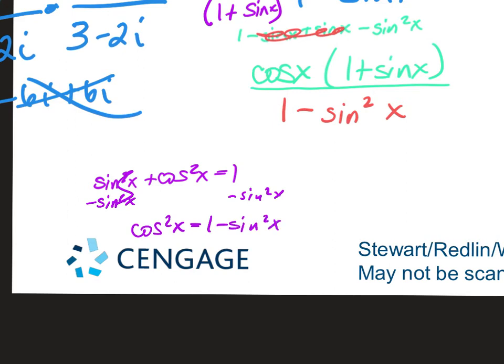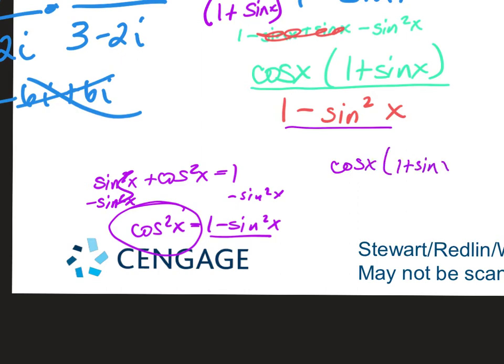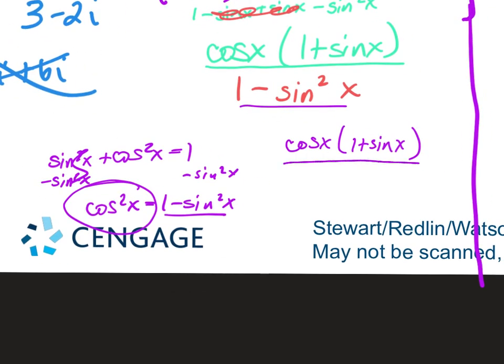So, ladies and gents, do you see how this and this are the same thing now? So what can I replace 1 minus sine squared with? Cosine squared, right? So I'm going to leave the top, cosine x, 1 plus sine x, and then I have cosine squared on the bottom. When I have cosine squared, how many cosines is that really? 2, right? I got a cosine times a cosine. Anybody see anything? What do you see?